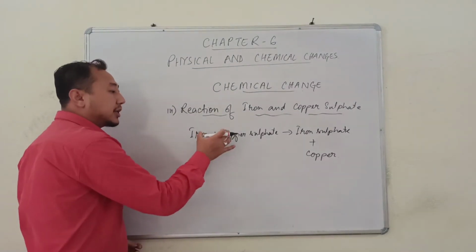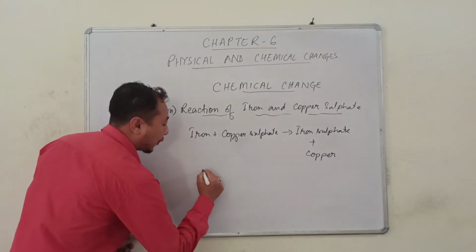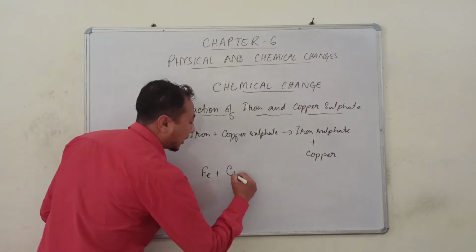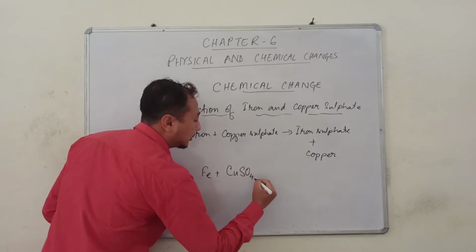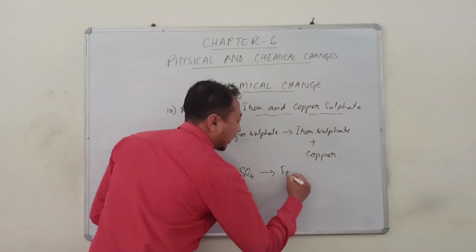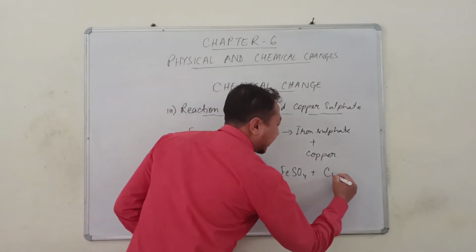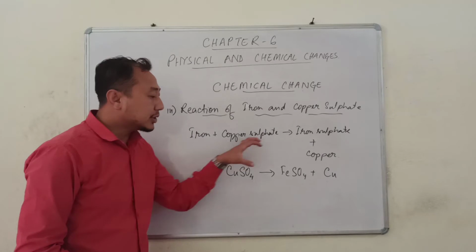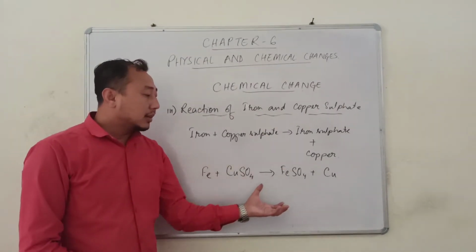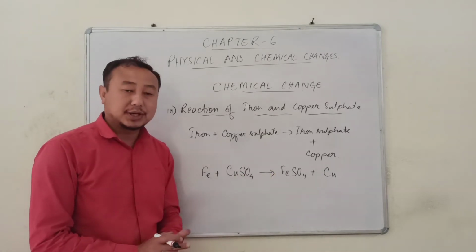Let us try to represent this in the form of a chemical equation. Iron, the formula is Fe. Copper sulfate, the formula is CuSO4. The formula of iron sulfate is FeSO4. And that of copper is Cu. In this change, a new substance is formed. This reaction cannot be reversed. Above that, it is a permanent change.